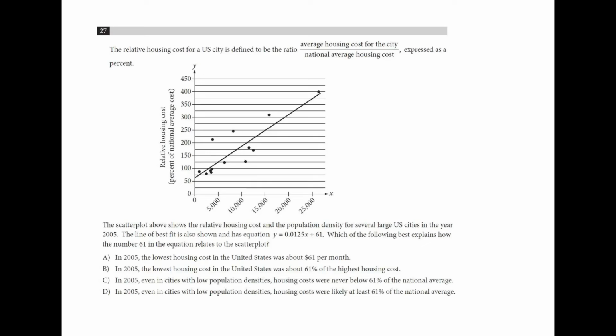So this chart shows the average housing cost divided by the national average housing cost at different population densities. That's what this x-axis is here. It's different population densities of several U.S. cities. So if this is my equation, what does 61 mean? That means when x is 0, so there's a population density that's very, very low, then we have never below, or likely at least, 61%. So the line of best fit is a prediction. We can't really guarantee that they were never below a certain amount, but it's pretty likely that they were at least 61.